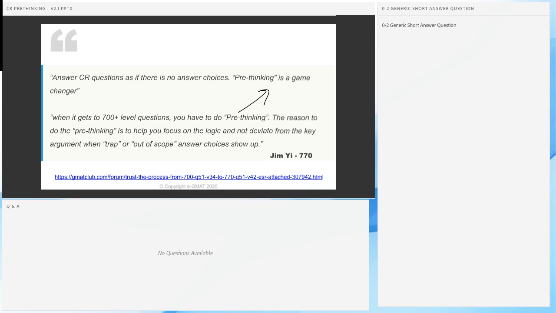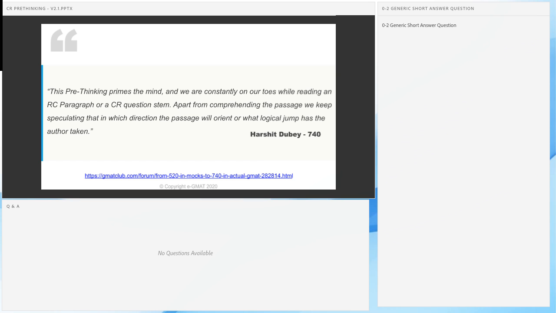Pre-thinking is a game changer. When it gets to 700 level questions, you have to pre-think. Why? So that you stay close to the logic that the author is using to arrive at the conclusion, and you reject out-of-scope answer choices.